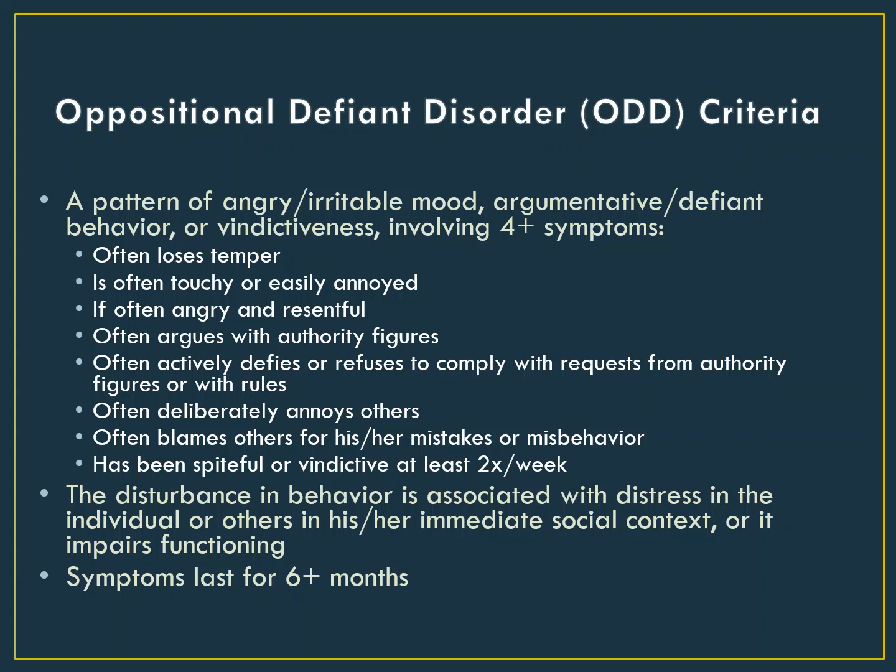ODD is diagnosed in kids who display a pattern of angry or irritable mood, argumentative or defiant behavior, or vindictiveness. Specifically, they need to demonstrate at least 4 of 8 behaviors. These kids frequently lose their temper, which can be manifested either verbally by yelling at others or physically by doing things like hitting or pushing others.